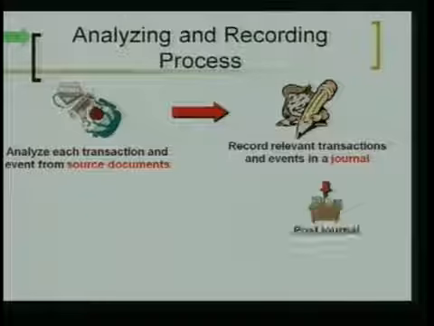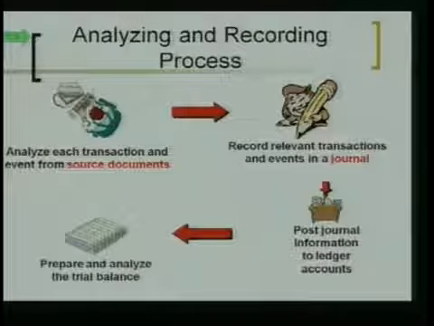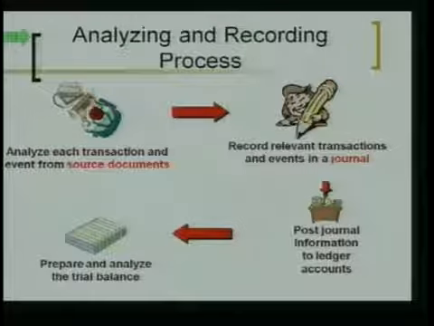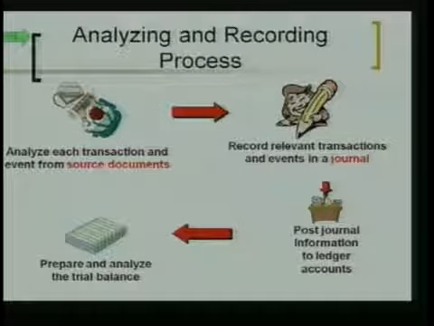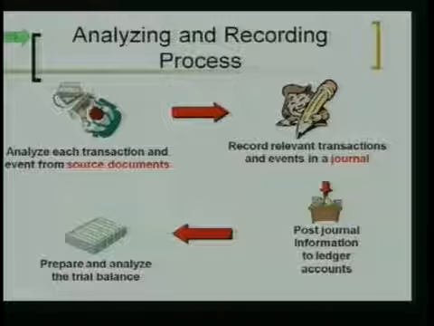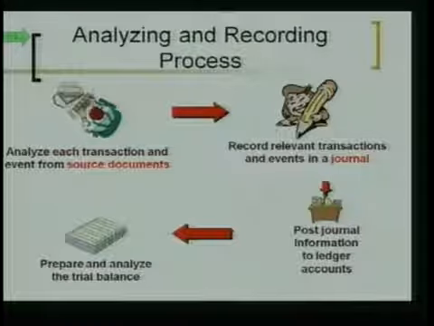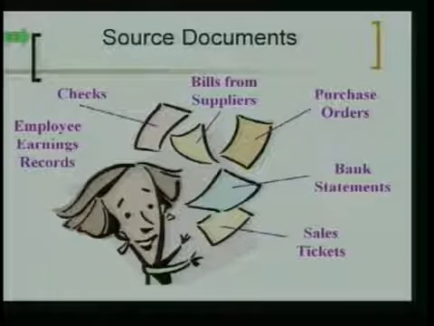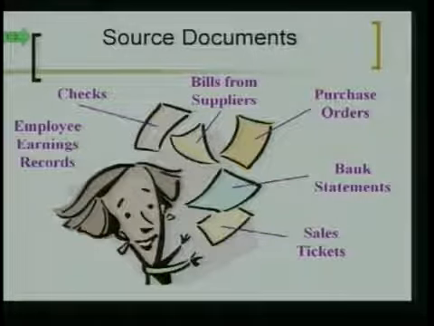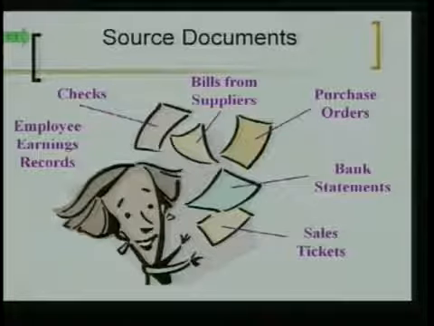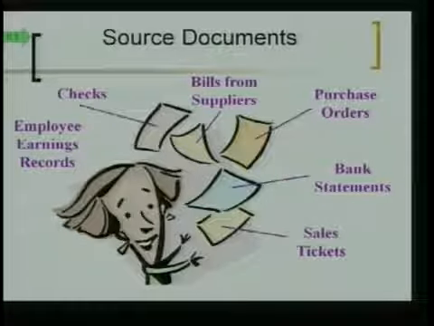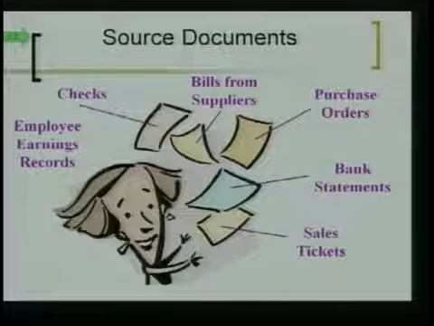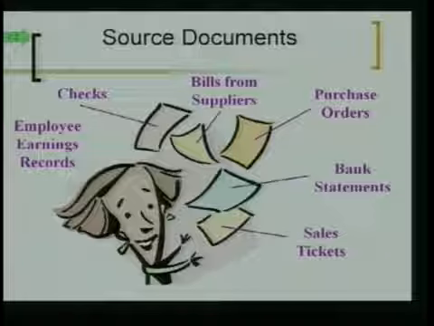Now let's go through this, and this may not make a lot of sense, but we're going to go through it again at the end of the chapter and it'll make more sense. What we're going to do is analyze transactions and events from something called source documents. What are source documents? Source documents are those pieces of paper or electronic emails or PDFs or whatever that are generated when you do business transactions.